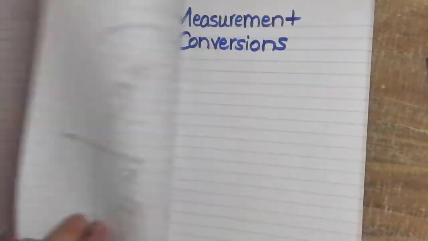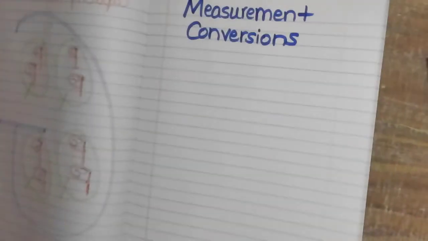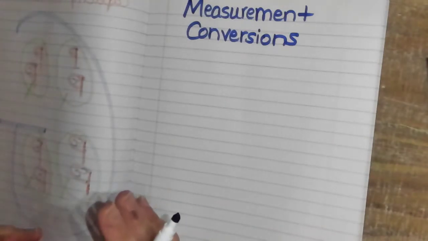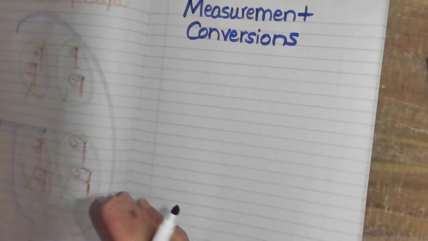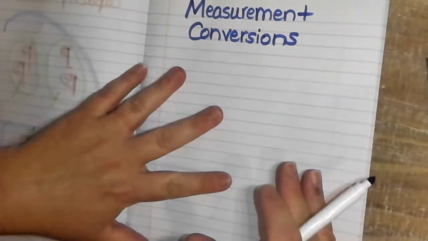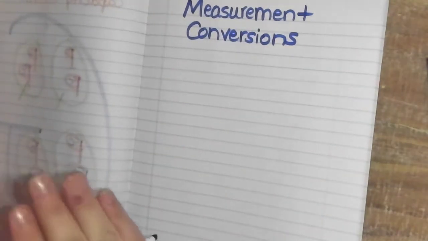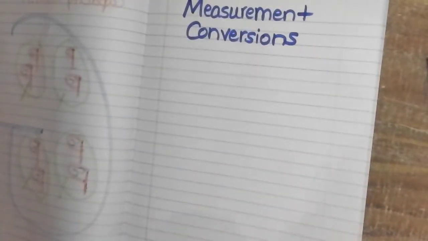I'm making it bigger. So the quick thing I want you to remember is when you're going from a small unit, like an inch, to a foot, you're going from small to big, you divide. When you go from a large unit to a small unit, you multiply. So that's what I want you to write down right now.